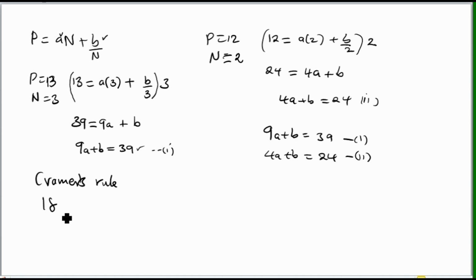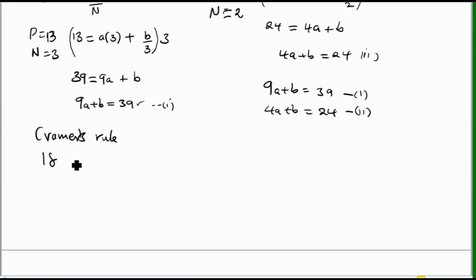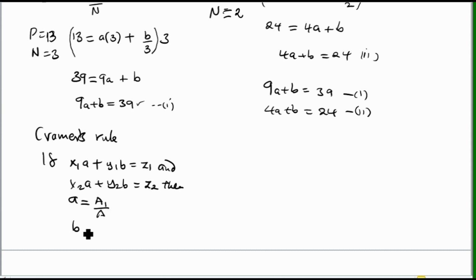Cramer's rule states that if you have a pair of simultaneous equations of the form x1a plus y1b equals z1 and x2a plus y2b equals z2, then your value of A will be A1 over A and B equals A2 over A, where A is the determinant of the matrix of coefficients of A and B, that is x1, x2, y1, y2.